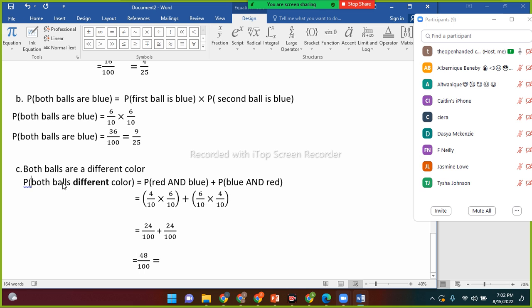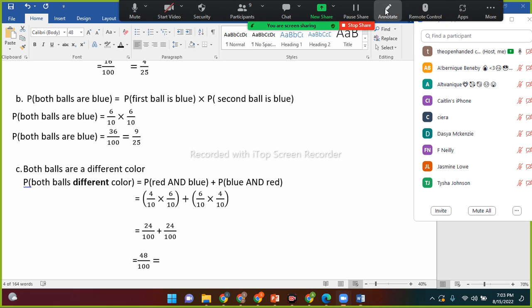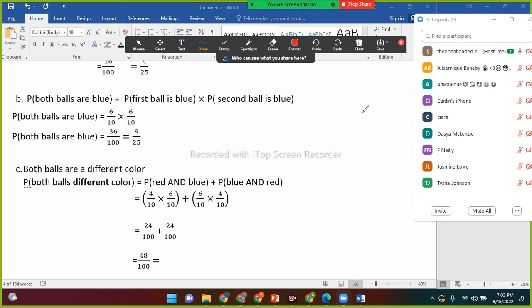You want to find the probability that both balls are different, right? Yes, true. Good. How many ways could that happen? You can get a blue ball first and a red ball second, or a red ball first and a blue ball second. Very good. So it could happen in two ways, right?